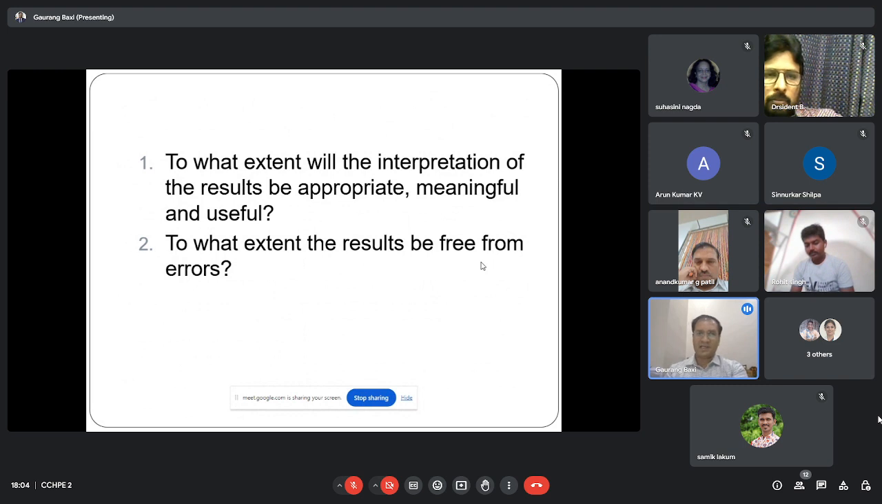So now here is our point for discussion: to what extent will the interpretation of the results be appropriate, meaningful and useful, and to what extent will the results be free from errors? What are your comments on this now?